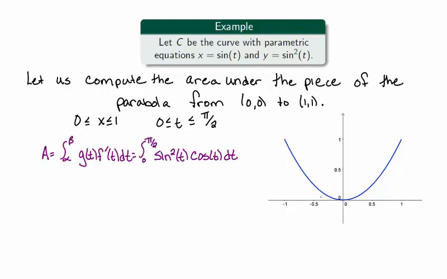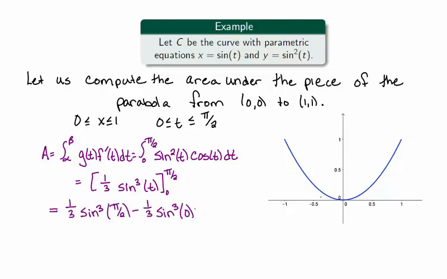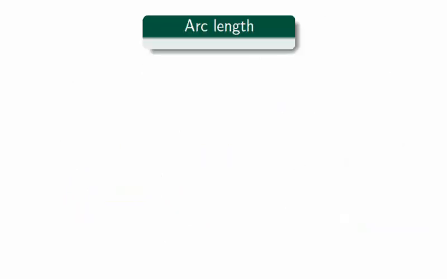Therefore, A, which is the integral from alpha to beta of g of t f prime of t dt, equals the integral from 0 to pi over 2 of sine squared of t times cosine of t dt, which equals 1/3 sine cubed of t evaluated from 0 to pi over 2, which equals 1/3 sine cubed of pi over 2 minus 1/3 times sine cubed of 0, which equals 1/3. Of course, we could have computed this area using the integral A equals the integral from 0 to 1 of x squared dx. We conclude this section by discussing arc length and surface area of a surface of revolution.